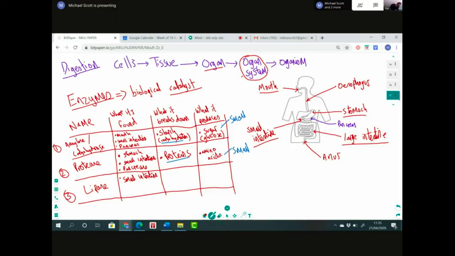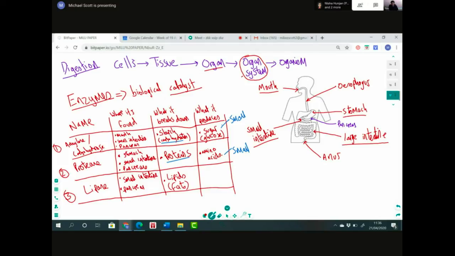You'll notice that all three enzymes are found in the small intestine. And lipase is also produced in the pancreas. So the pancreas is quite an important organ, as it produces most of the enzymes that our body uses. But lipase breaks down lipids. Now, lipids is just a scientific term for the word fats.